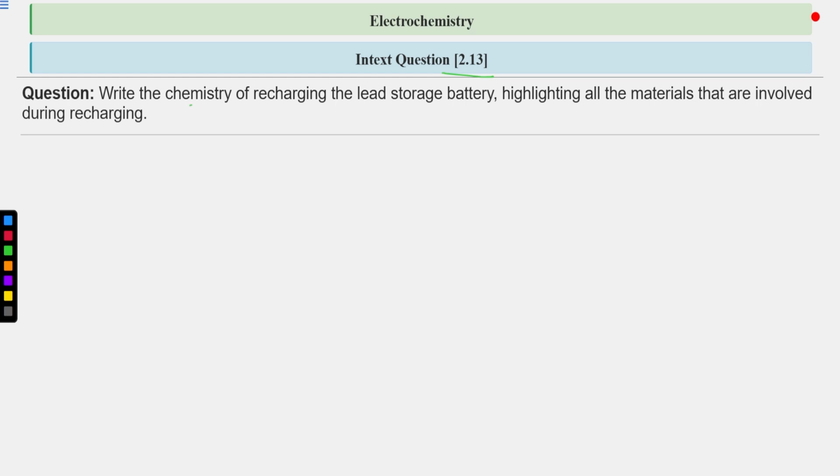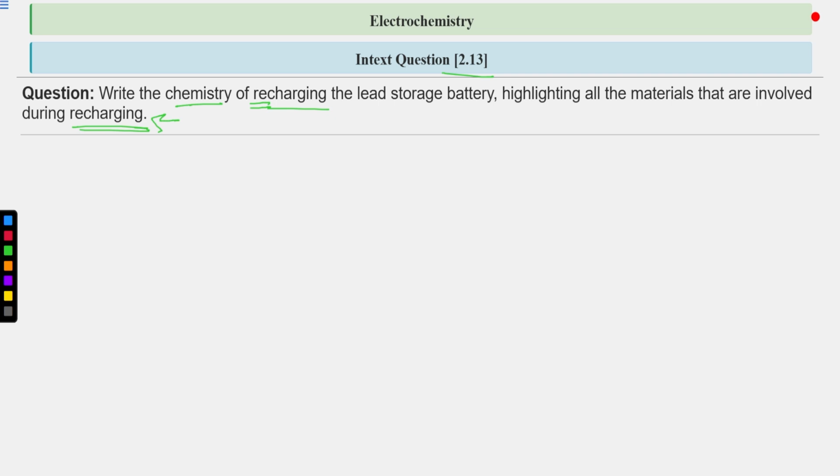So the question says: write the chemistry of recharging the lead storage battery, highlighting all the materials that are involved during the recharge. Okay, now this question is asking that if you are recharging, recharging is important, not charging, we are talking about recharge. When you are recharging the lead storage battery, what is the chemistry of the recharging process, highlighting all the materials that are involved during the recharging process? Okay, now how can you answer this?